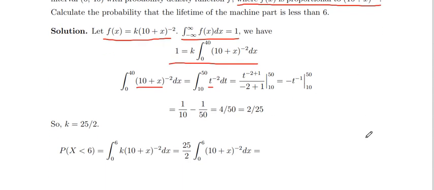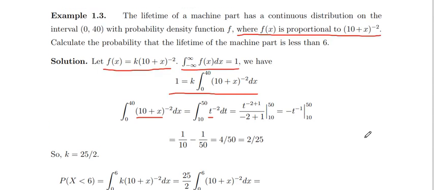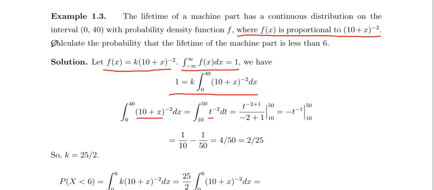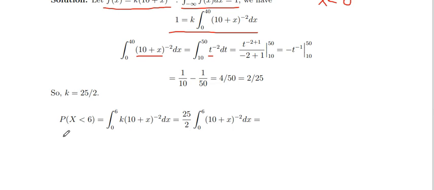So once we have this k, we have the exact density function, then we can do anything. Here the question is, we want to find the probability that the lifetime of this part is less than 6. So this means we want to find the probability that x is less than 6. This probability is just this integration. Once we know this k, such an integration is easy.